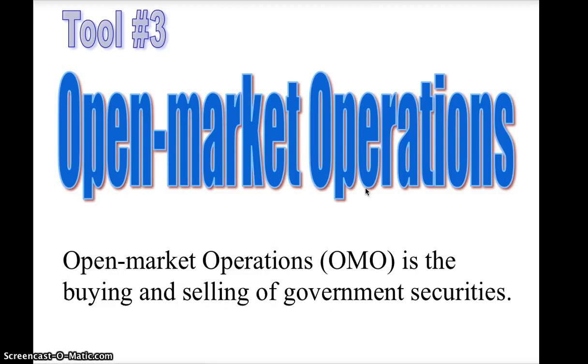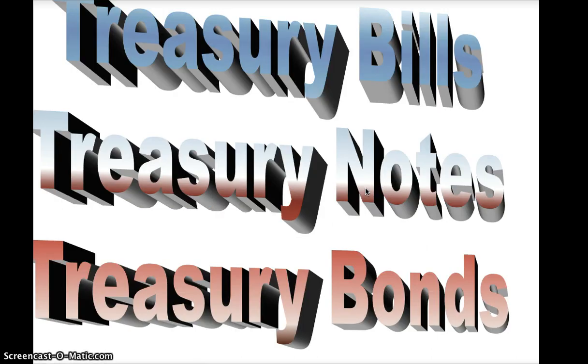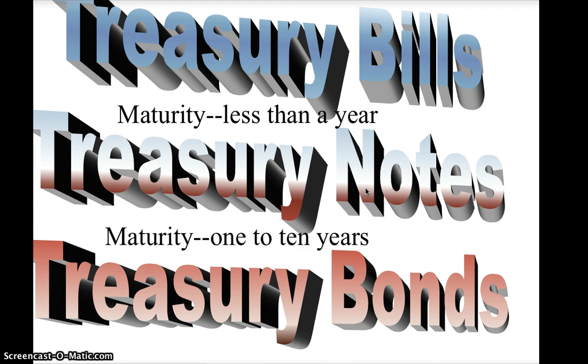The final tool is called open market operations. And this is basically the buying and selling of government bonds. We're going to talk really quickly about what that means because not everybody knows. So there are three types of government securities or government bonds. We call them securities or bonds. Treasury bills, which usually mature in less than a year, so you buy it at a certain interest rate, and at the end of the year you collect the interest and you get your cash back. Treasury notes, which have maturities of 1 to 10 years, and then Treasury bonds, more than 10 years. Okay, so those are long-term bonds.